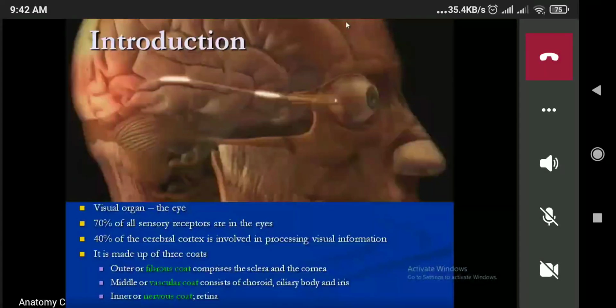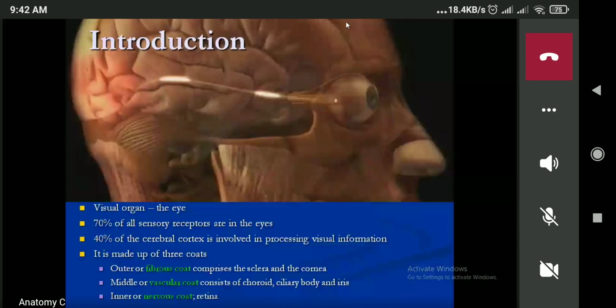Next one is the middle layer. The middle layer is known as the vascular coat, which mainly consists of the choroid, ciliary body, and the iris. And the inner layer is known as the nervous coat, which mainly consists of a single structure known as the retina. So those are the three different layers of the eyeball.